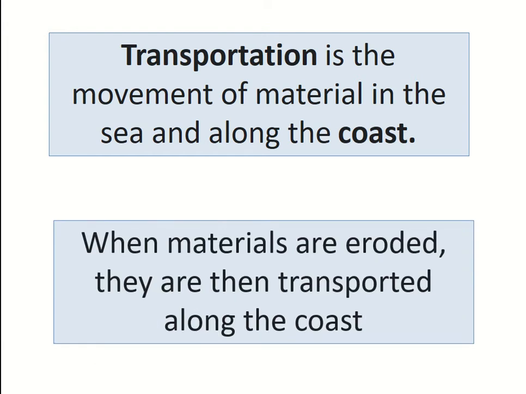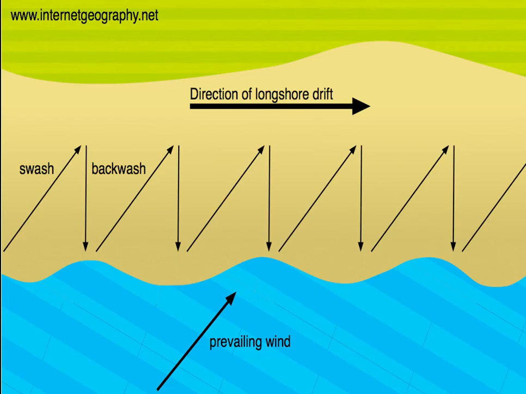And so if we recall, transportation was the movement of material in the sea and along the coast. And when materials are eroded, they are then transported along the coast. And we did look in some detail at this diagram. And this diagram is really important to us understanding the concept of deposition, because it basically explains why transportation doesn't happen forever. But if you recall, a sediment, let's say it starts on the left side of the image here, is moved via swash and backwash at the angles shown here in the direction of the prevailing wind.